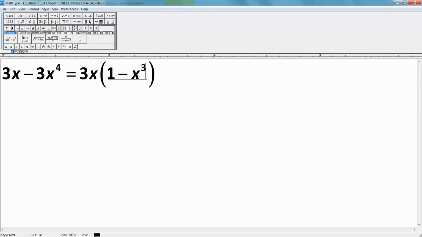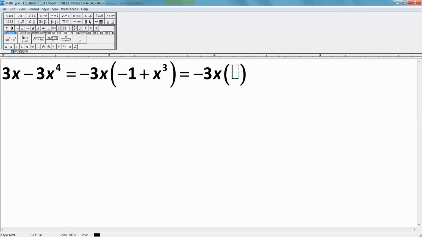If you don't like this direction, you might think to yourself, well, instead of taking out 3x, why don't I take out a negative 3x? That'd be a minus 1 and a plus x cubed. If you like your higher power being positive, that might be a good thing. So it'd be negative 3x times x cubed, take away 1. Not that the other way is wrong so much as we generally like our highest degree term to be positive if we can help it.